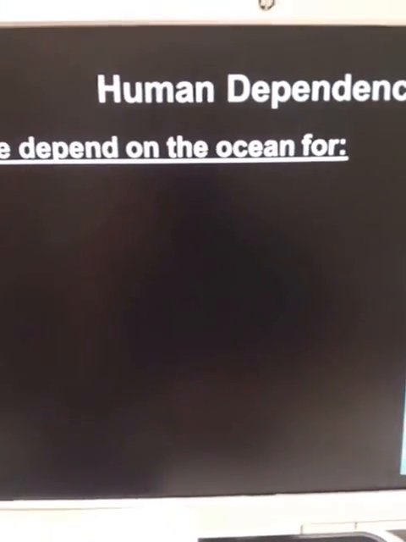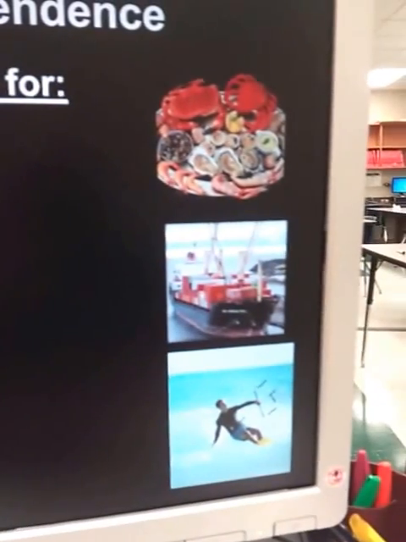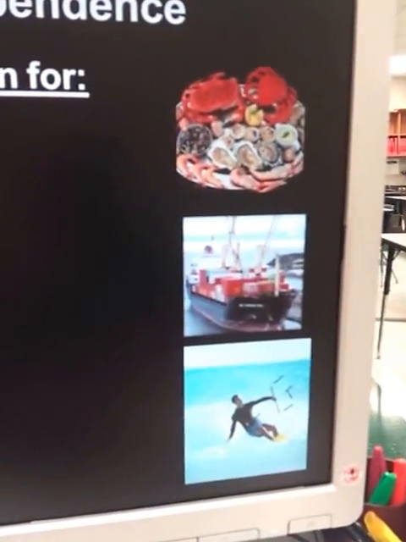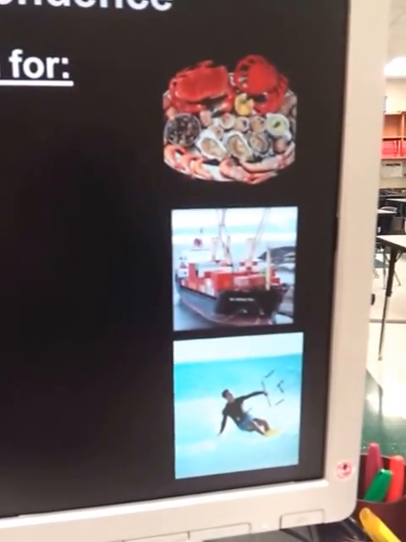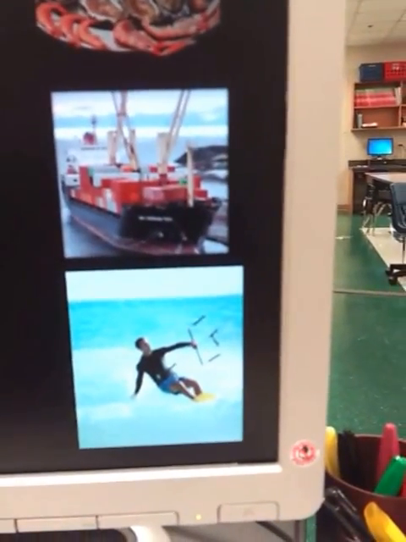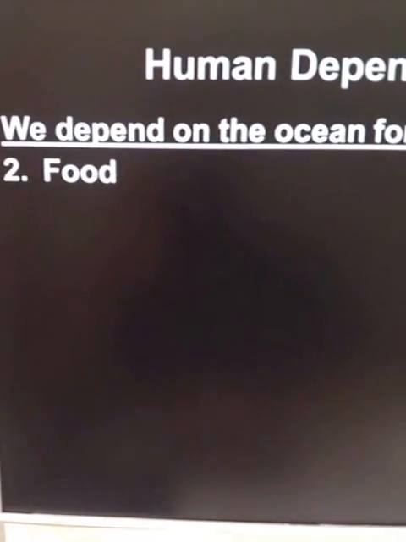What else do humans depend on the ocean for? At the top, I'm sure you could probably figure out what that is. Looks like some seafood. Get some crabs and some shrimp. On the second one, we got a boat that's got a bunch of different crates and boxes on it. And on the last one, we got a guy that is water skiing. So what else do we depend on the ocean for?